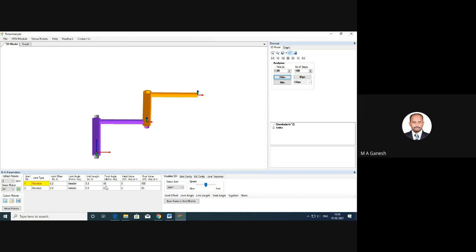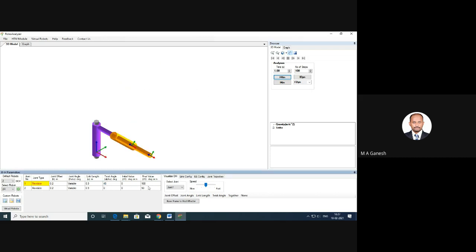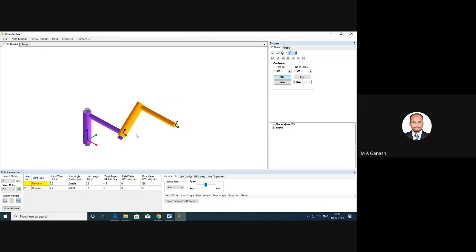Okay, so minus 45 degrees, you can see the direction changes. Minus is for counterclockwise, plus is for clockwise direction.